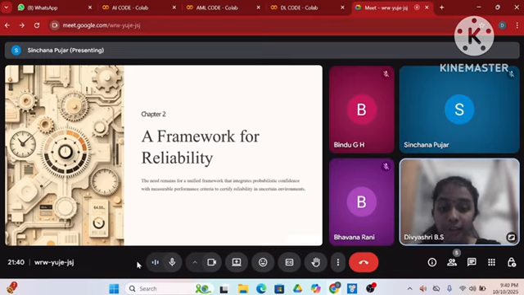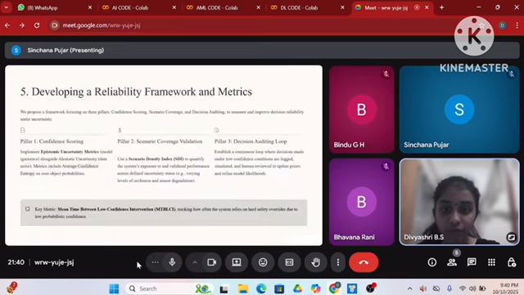Now going to the next slide, that is developing a reliability framework and the metrics. This framework has three main pillars: confidence scoring, scenario coverage validation, and pillar 3, the decision auditing loop. So the purpose of the framework is to improve decision reliability and to measure the improved decision reliability.